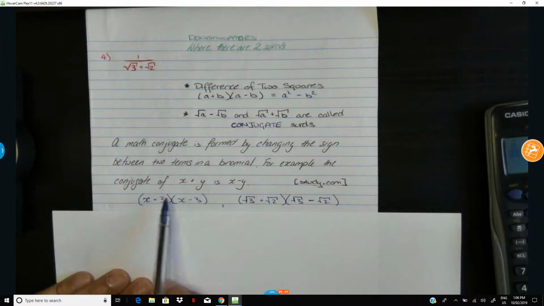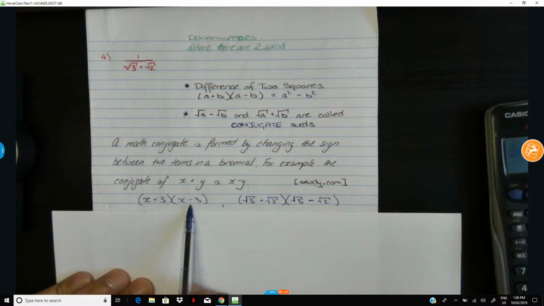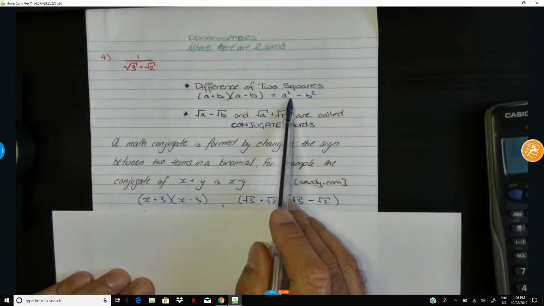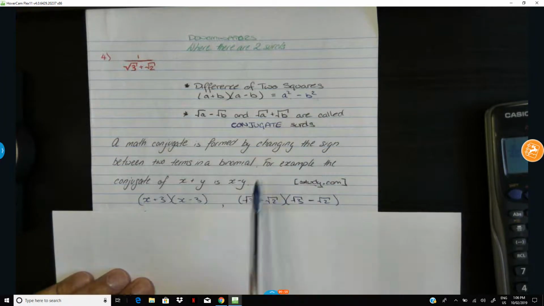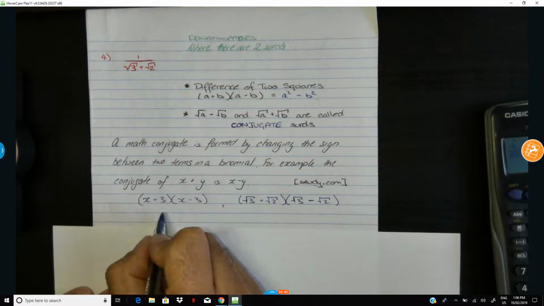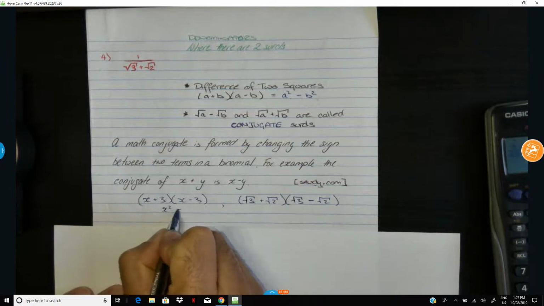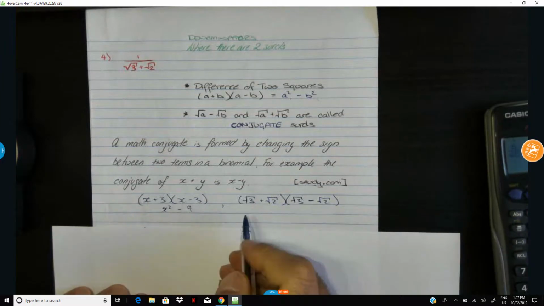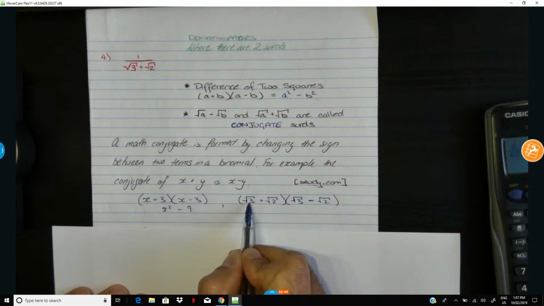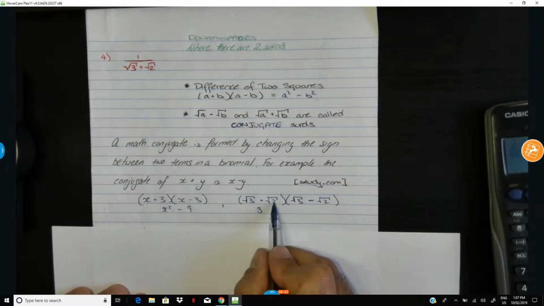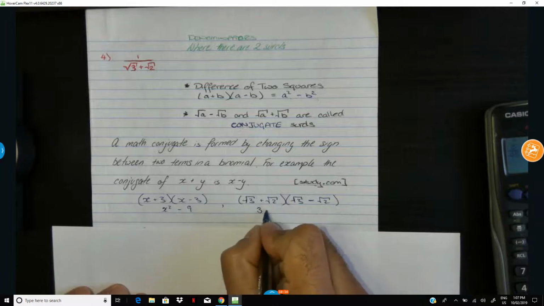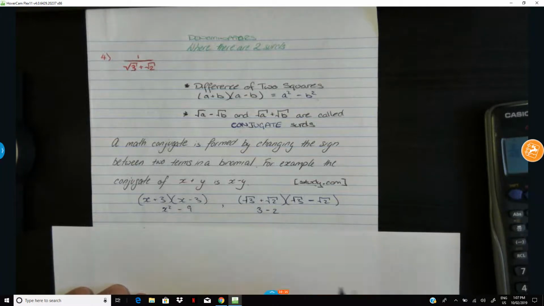If we've got a term and we're going to multiply by its conjugate, we should get the first term squared minus the second term squared. Something like that would be x squared minus 9. If we think of it the same way, square root 3 times square root 3 is just 3. Square root 2 times square root 2 is 2. So 3 minus 2 gives us 1.